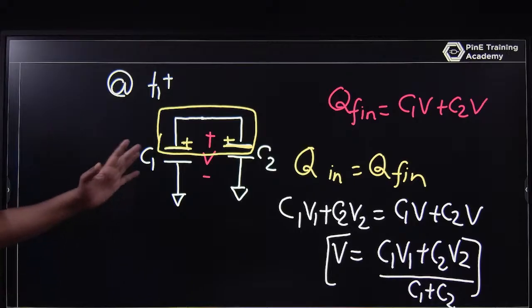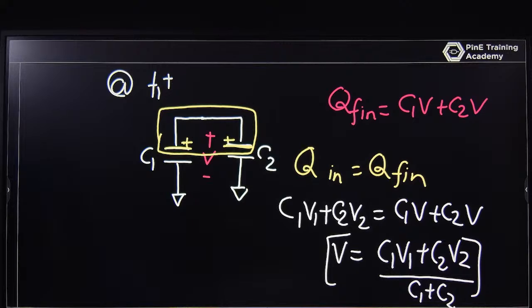So Q initial is equal to Q final. So as it remains the same, C1 V1 plus C2 V2 is equal to C1 plus C2 into V, and you find that V is equal to C1 V1 plus C2 V2 upon C1 plus C2.